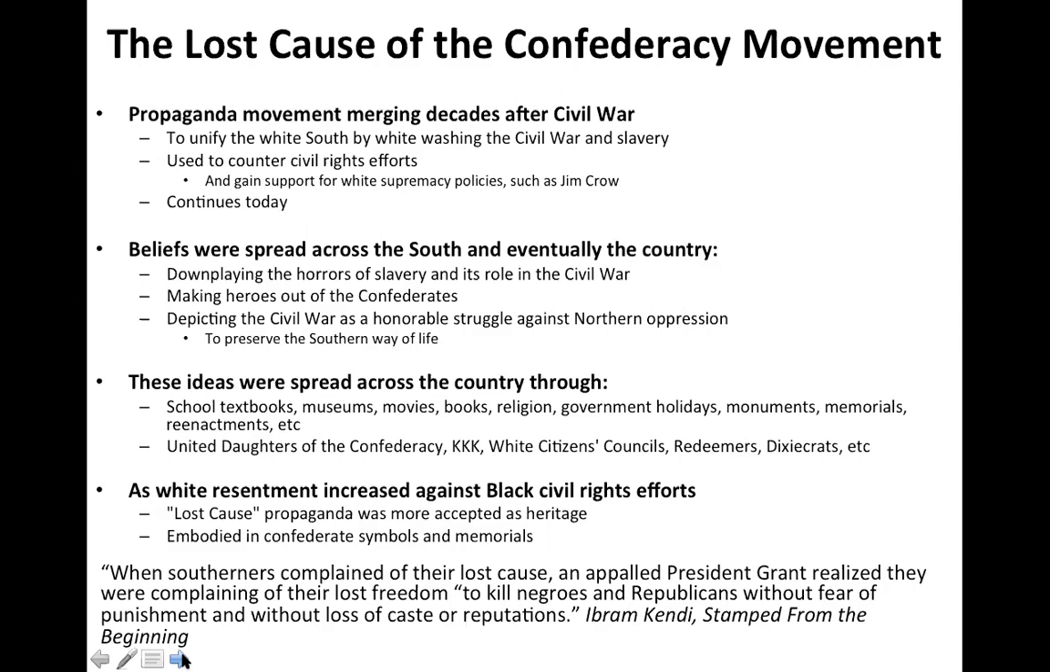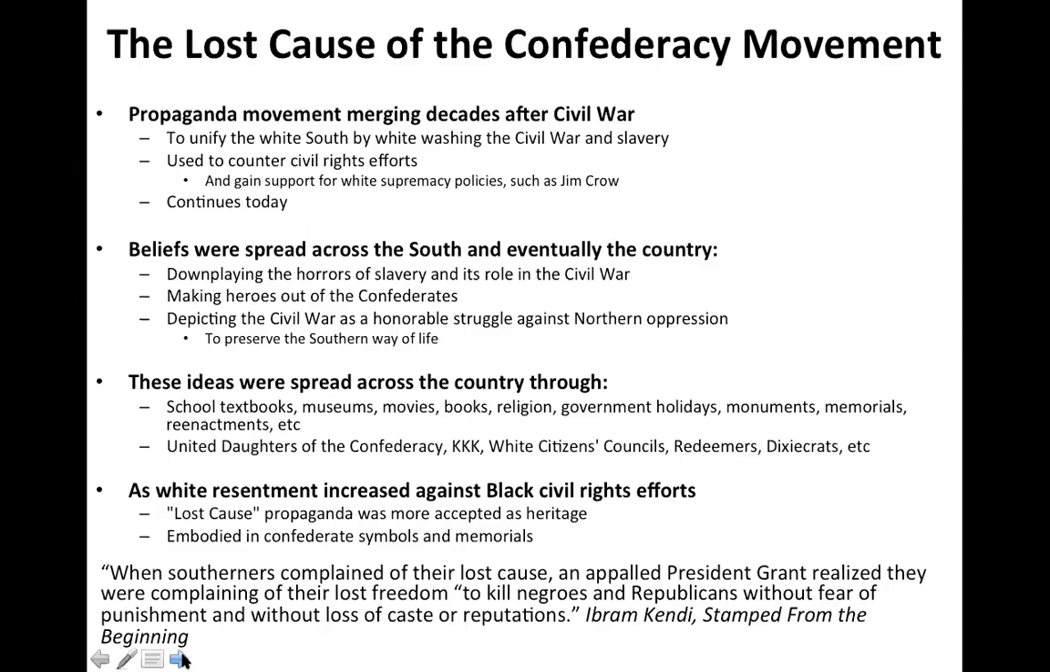And particularly, as white resentment increased against Black civil rights efforts, that's when the propaganda really started taking hold. That's when Confederate symbols and memorials appeared, like the Confederate flags in a lot of states' flags. That didn't happen right after the Civil War. That happened in the 1950s, in response to civil rights movements.